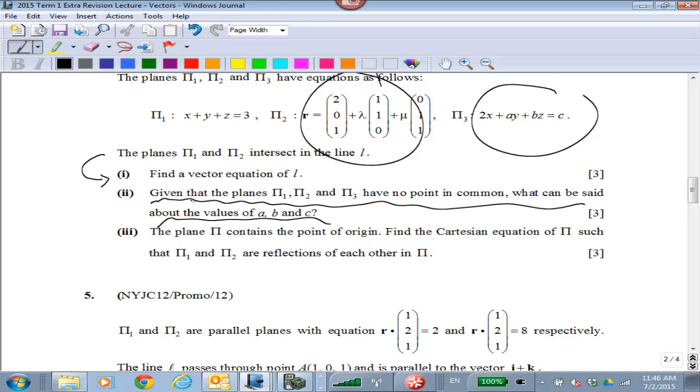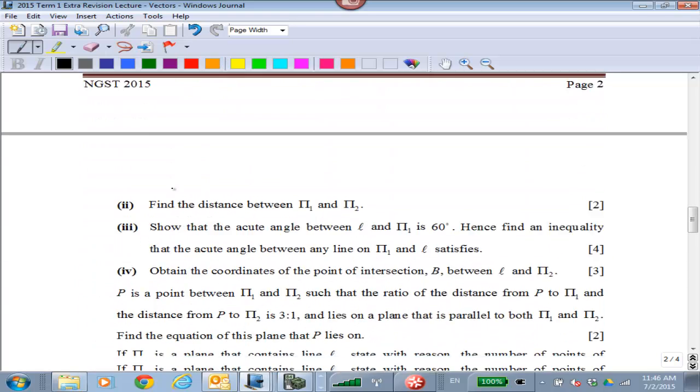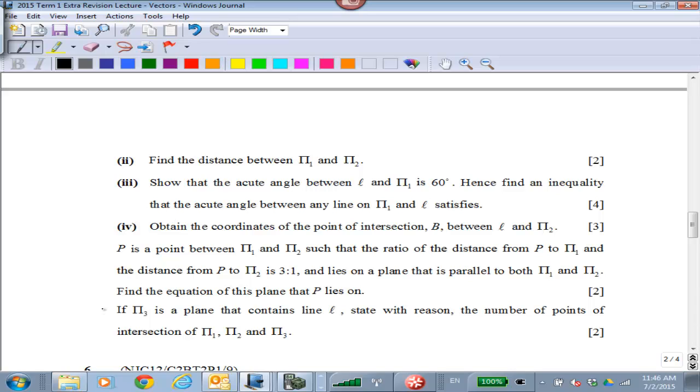Okay, class, listen up. Last part. Ready? If I say state with reason the number of point intersection between pi 1, pi 2, pi 3, how many possible answers can you give me? 3 types of answers. One of them, no intersection. One intersection. No, it's not 2 intersections. Super many intersections, which is intersecting on a line. Understand? So only have 3 answers.